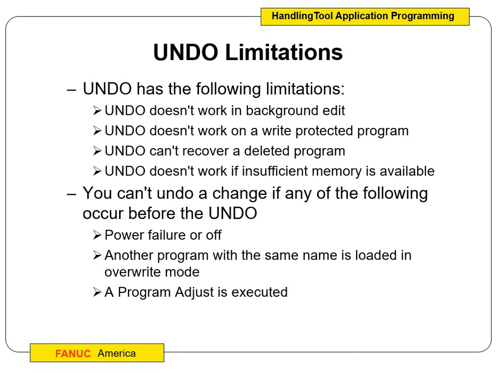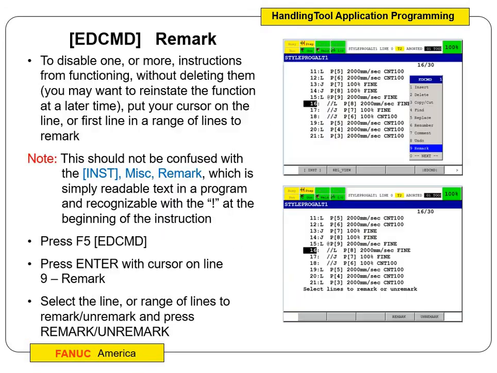So you can't undo if any of these other things happen. If the power goes off in the middle of your program and then you needed to undo something, you're not going to be able to undo it. It's going to be stuck with whatever it was. If another program with the same name is loaded in an overwrite mode, it won't undo, and if a program adjust is executed. So if you've already edited the program and made an adjust, the undo won't work there as well.